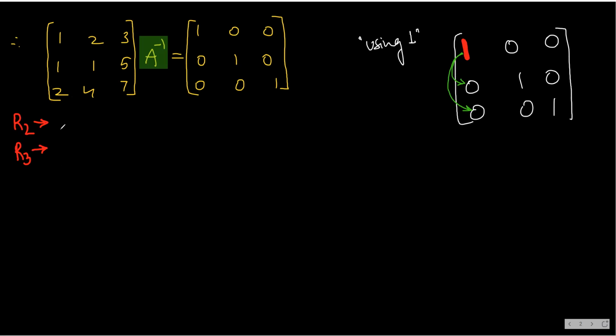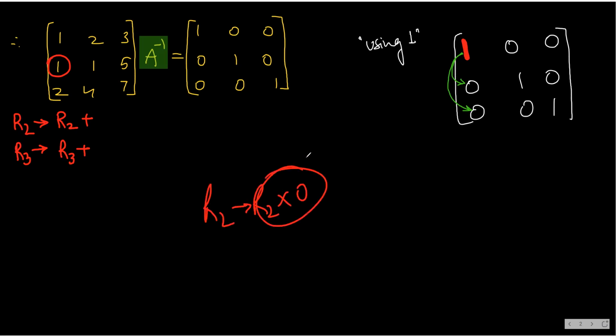Okay, now see here, R2 changes to, how will R2 change? It will always change by addition. Remember that first. And R3 changes to R3 plus, always by addition. See, you have to get 0 here, but that does not mean that you write R2 changes to R2 into 0. You can't multiply by 0, please. You want 0 here in place of 1, but that does not mean that you multiply by 0. Multiplication by 0 is not allowed. Multiplication by a non-zero number is allowed, not by 0.